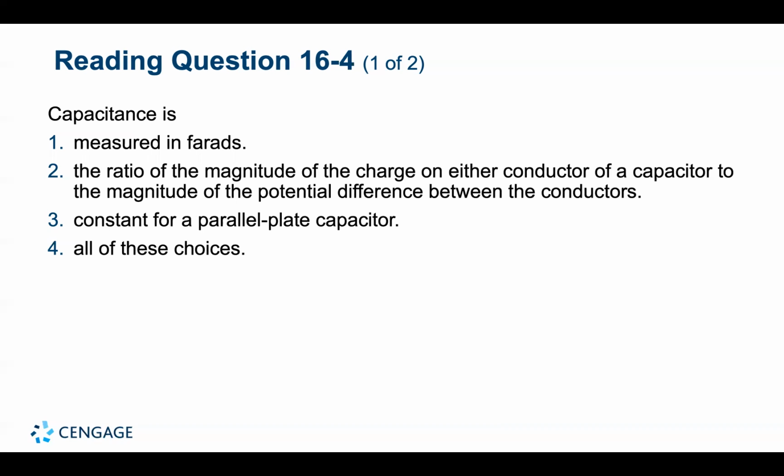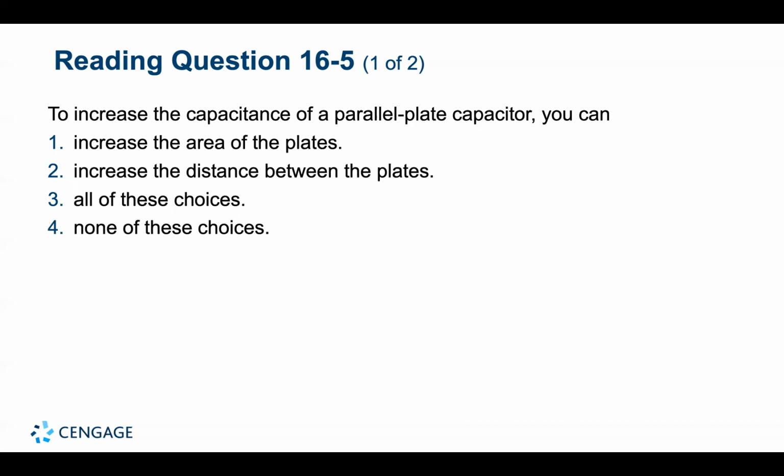Now in terms of what is a way to quantify what capacitance is, the best way among these is to really consider all of these as true. We have what it's measured in, and it's called farads. It's the ratio of the magnitude of the charge on either conductor of the capacitor to the magnitude of the potential difference between the conductors. And it's constant for a parallel plate capacitor. For this one, to increase the capacitance of a parallel plate capacitor, the answer, for the choices given, is to increase the area of the plates. The larger the surface area, the more capacitance you can have.